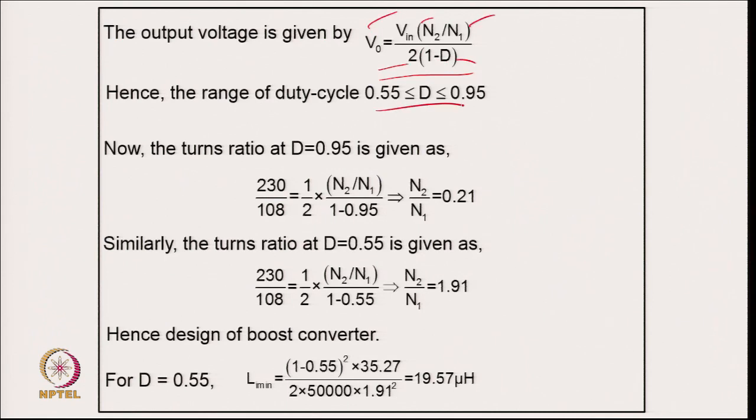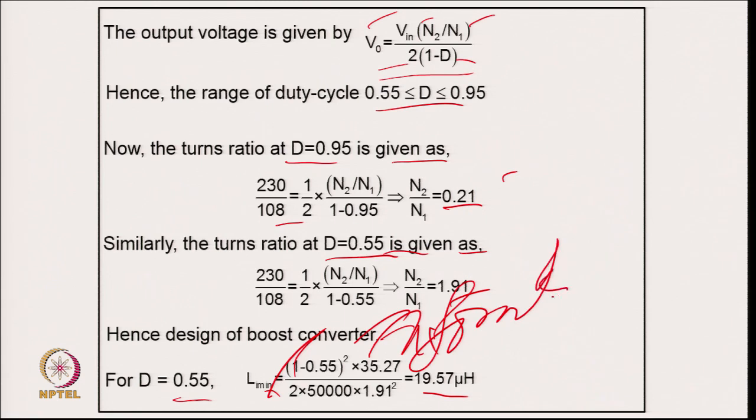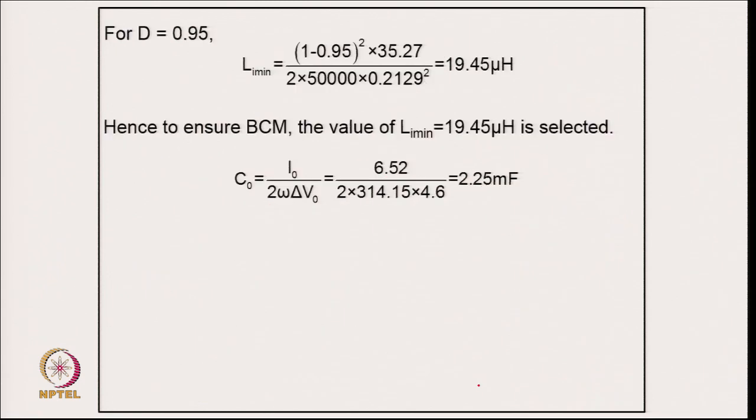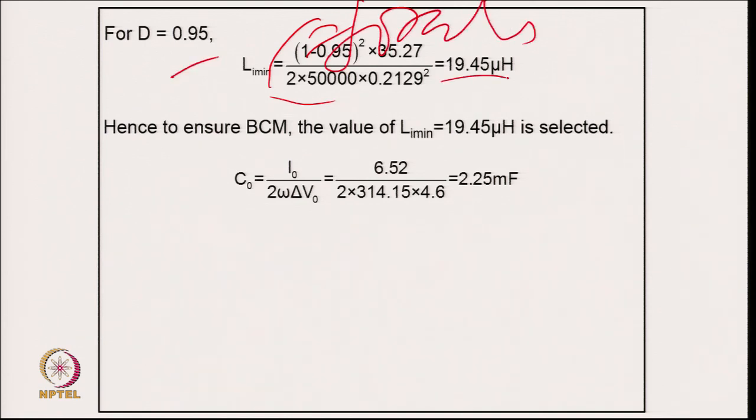So, keeping a duty cycle typically in the range of 0.55 to 0.95 and taking a 0.95 duty cycle, putting the value we get the turns ratio of 0.21, and turns ratio for 0.55 duty cycle we get 1.91. So, we can find out the minimum inductance for duty cycle 0.55, it comes 19.57, and minimum inductance for D equal to 0.95 it comes 19.45.